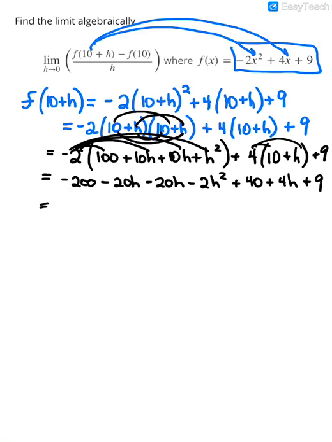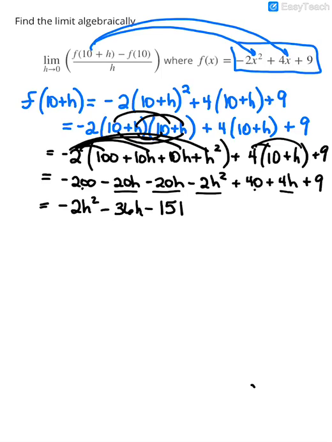So now I'm going to combine my like terms, pull the highest power to the front. So I've got a negative 2h squared. And if I look at my h's, this is negative 20 plus another negative 20 is negative 40. But then plus 4h would leave me with a negative 36h. And then my constant's negative 200 plus 40 would be negative 160. And then plus a 9 is going to leave me with a negative 151. Now, that's just the first part of it.